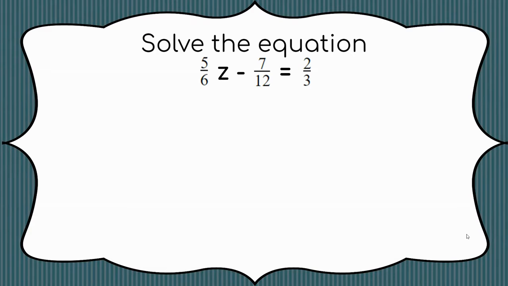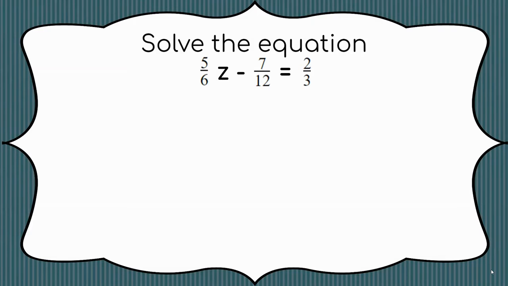So I want you to ask yourself, if I were going to make a common denominator, which is a thing we do with fractions, what would that common denominator be? Well, you see that 12 here is the biggest of all of the denominators, and 6 will go into 12, as well as 3 will go into 12. So I'm going to use 12 as my common denominator.